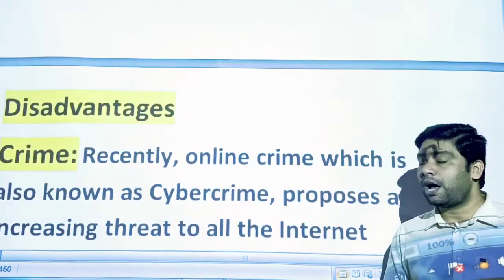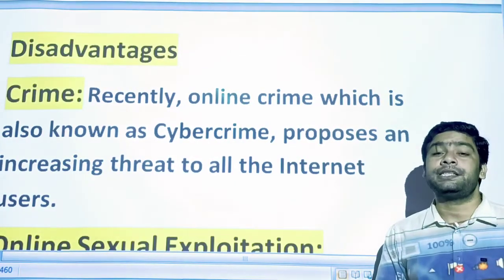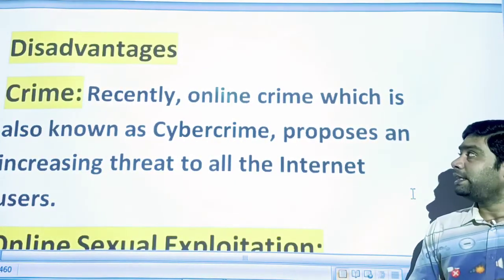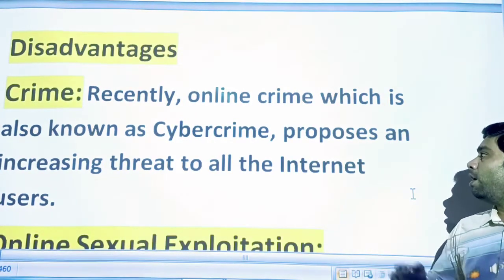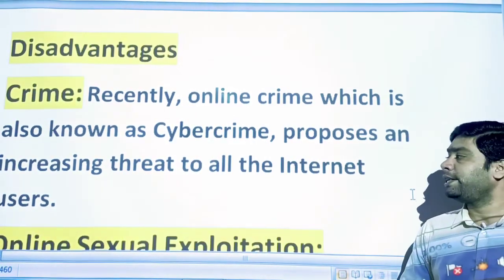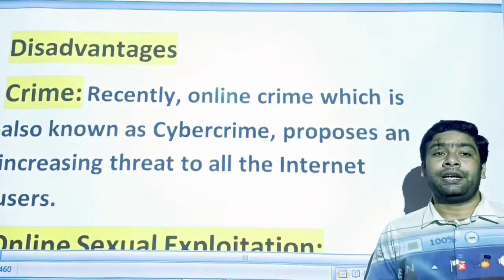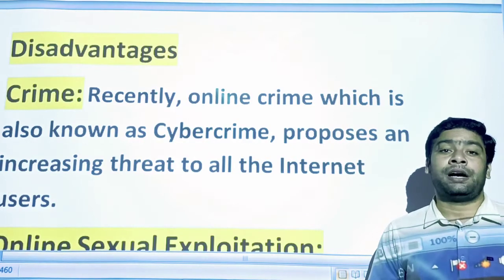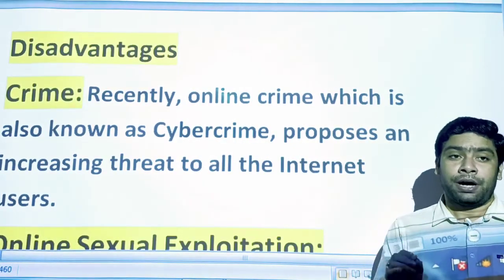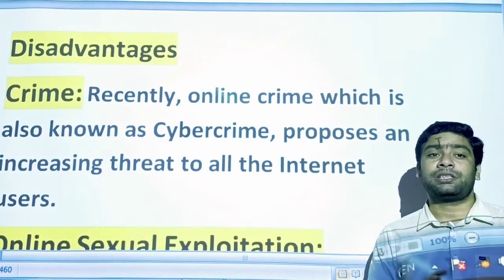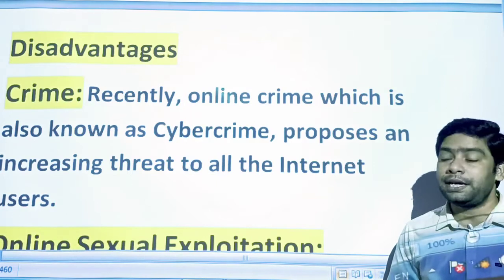Now we are discussing the disadvantages. The biggest and first disadvantage is crime. What is the crime? Recently, online crime, also known as cybercrime, poses an increasing threat to all internet users. They threaten your personality, person or privacy, or involve any kind of hacking, cracking. This kind of crime is also going on because of social networking sites.